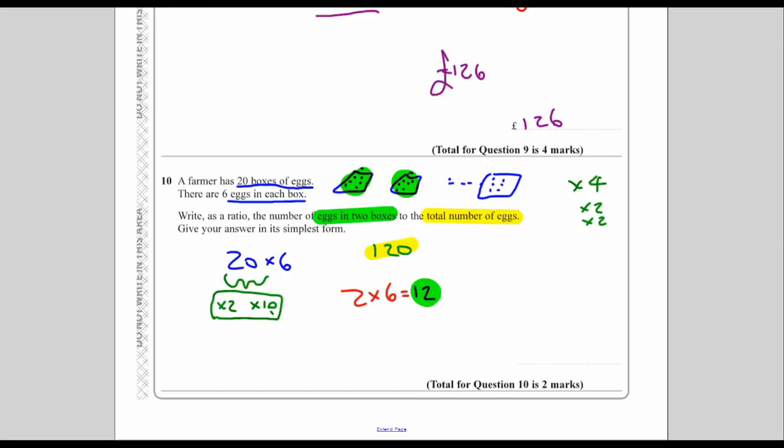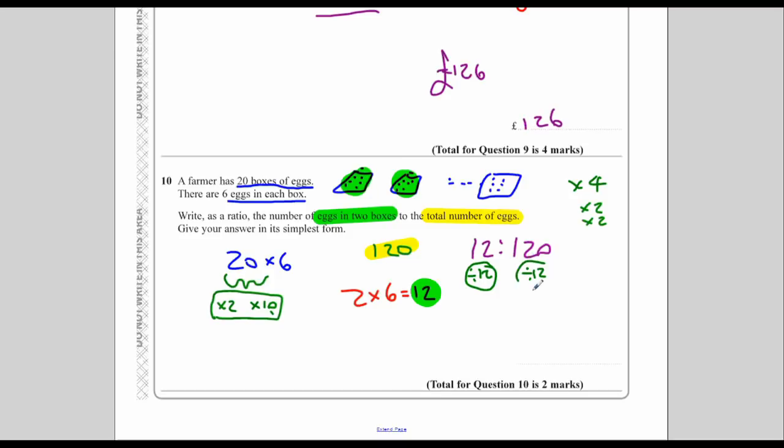And the way we write ratio is 2 dots to separate them. So 12 to 120. Now, can you see those numbers are very similar? We can simplify, like we've been doing with a lot of things, keeping it fair. These numbers can both be divided by 12.